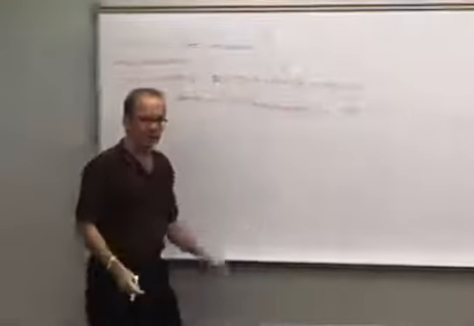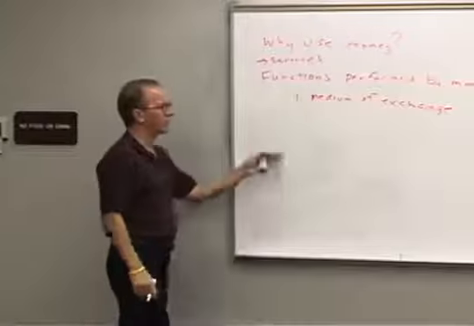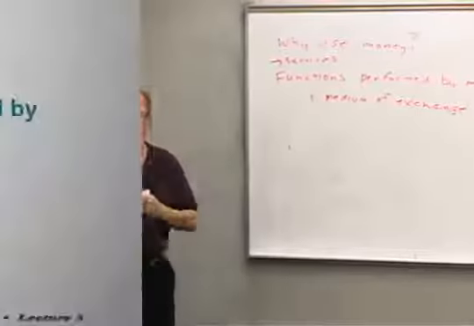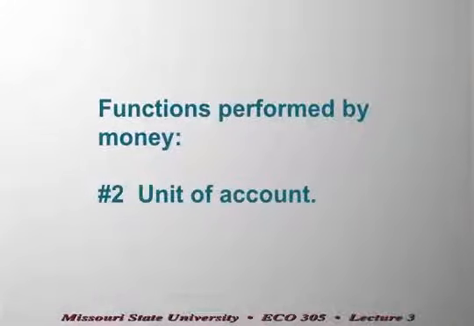I'll come back and talk about that a little more in a few minutes. But anyway, medium of exchange: money is the thing that people spend. Money is generally acceptable in payment for goods and services. Number two, which we talked about last time, money is a unit of account.